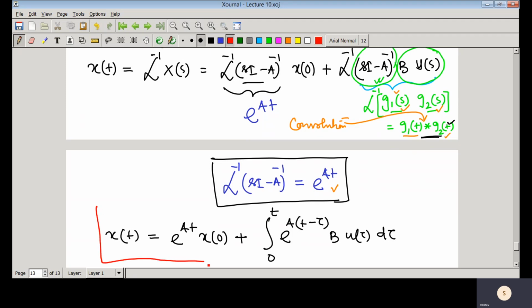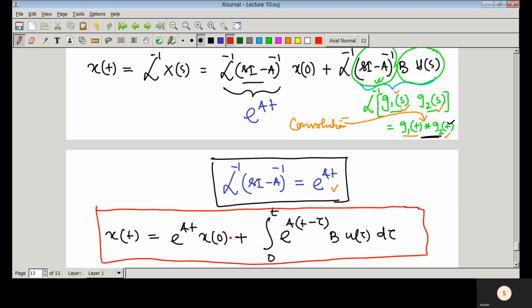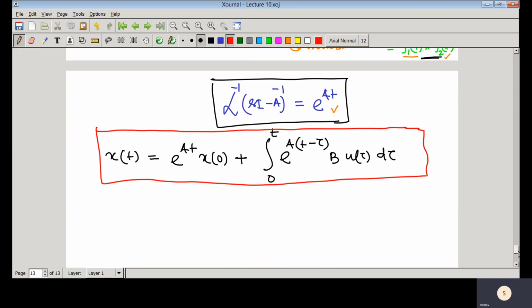The solution of the state equation is this one. Whenever you have x dot(t) equal to Ax plus Bu(t) with the initial condition x(0), the solution of that equation is x(t) equal to e to the power At x(0) plus integral from 0 to t of e to the power A(t minus tau) B u(tau) d tau. You should remember this, because whenever a system is given and you are asked to find the state equations, just by applying this formula you can have that solution.